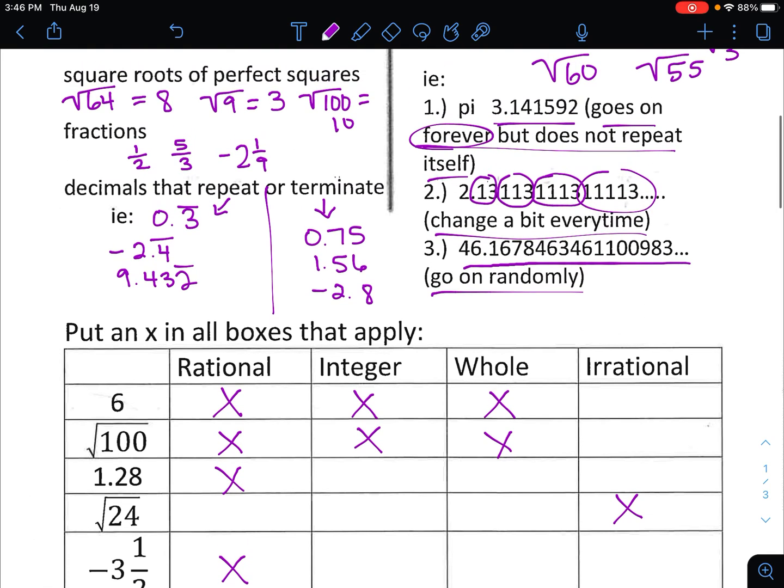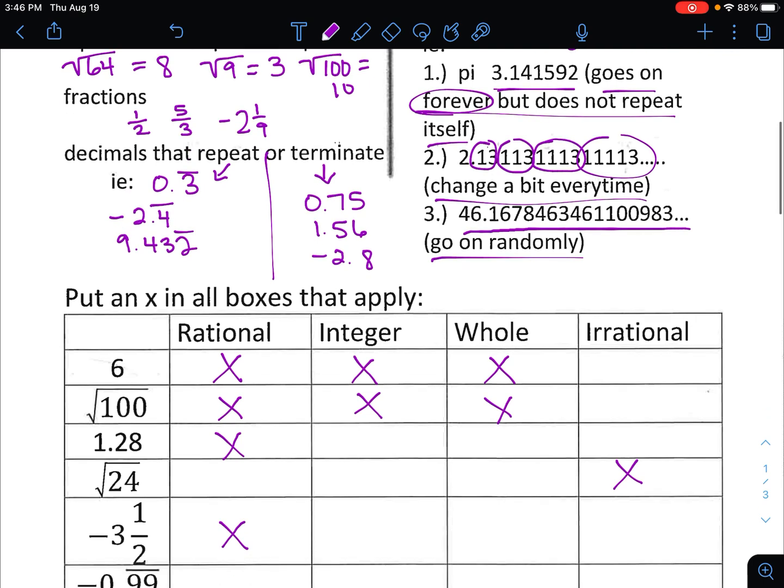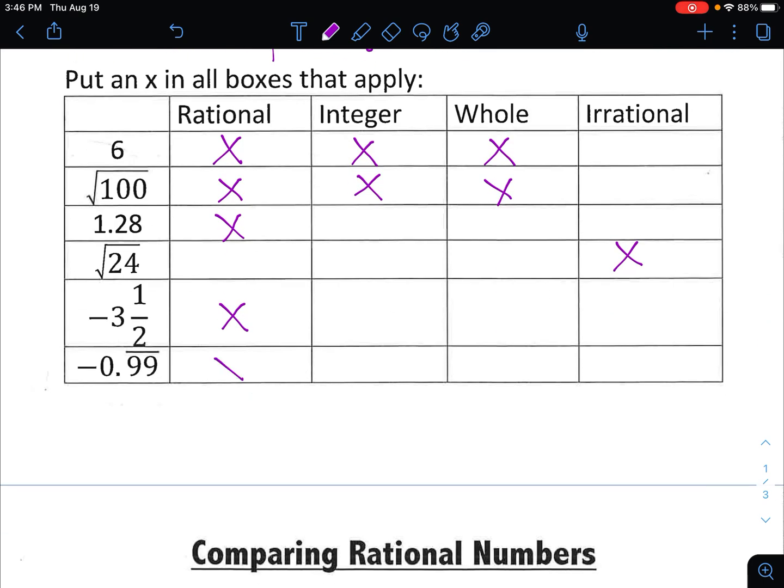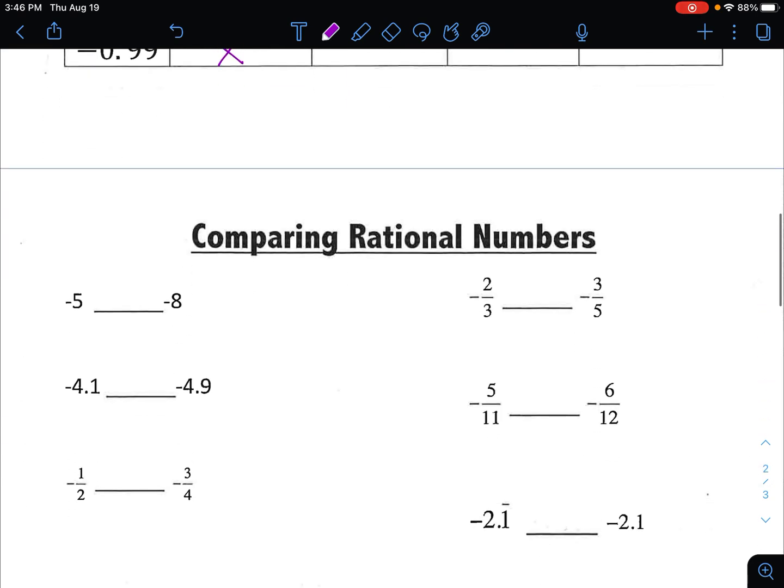And this one's so weird, but it repeats. And that's fine if it's negative, as shown in our examples. So that's rational. It's just not an integer. It's not a whole number. And of course, it's not irrational if it's rational. Now let's compare those.